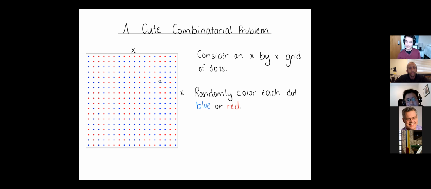So the combinatorial problem is very simple. We have an x by x grid with x squared dots in it. And here x is actually the same parameter that we've been using all along. It's the load factor parameter. And let's assume that these dots are colored randomly, so that each dot is independently either blue or red with equal probability. That's the setup.